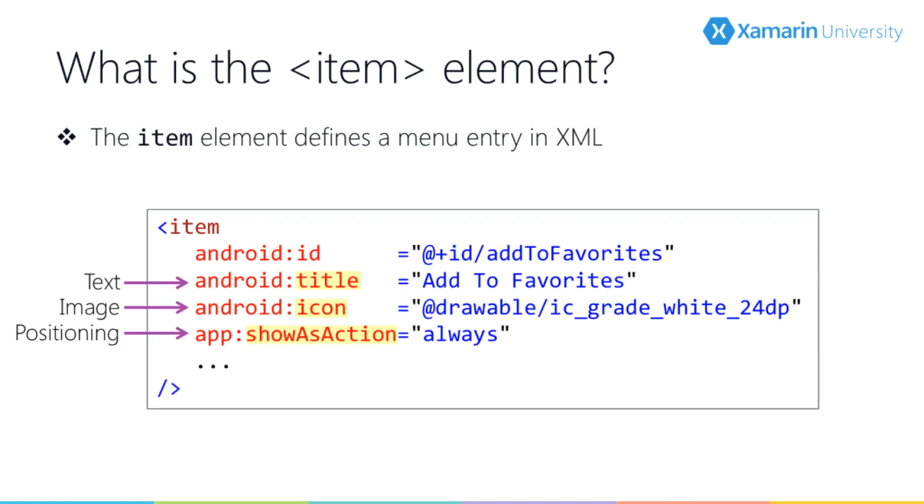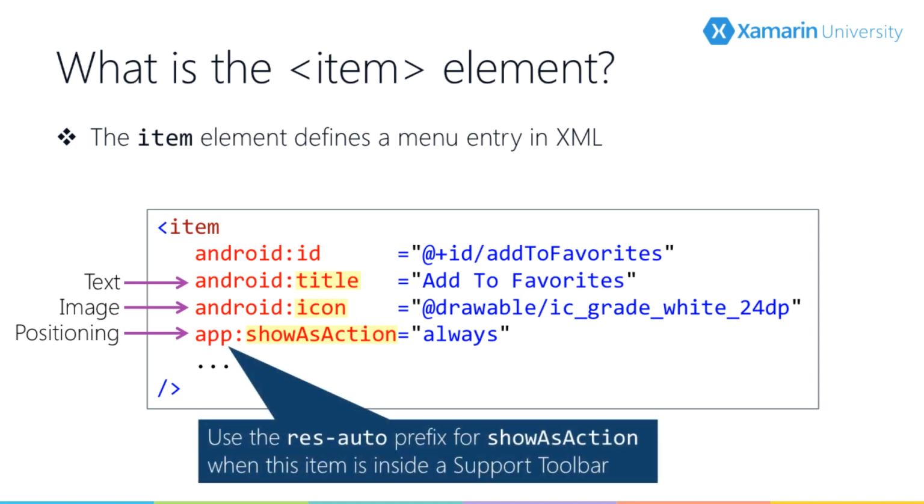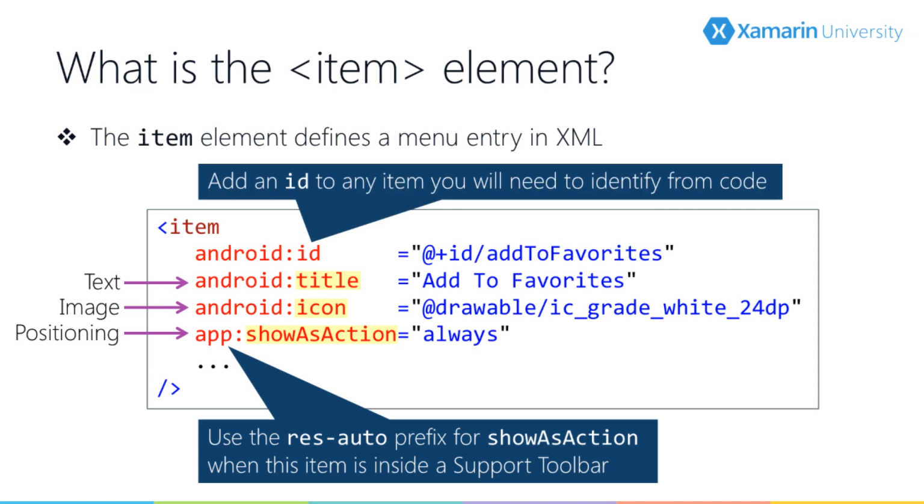So now we have our menu file structure defined. Inside the menu item, we're going to add these item nodes, and we're going to set things like title, that's the string, icon, and then the positioning, show as action. Notice the use there of the app prefix for the Show as Action attribute. That is required if you're using the support toolbar. Typically, you're going to want to subscribe to a click handler on your toolbar and get notified when the user selects one of the menu entries.